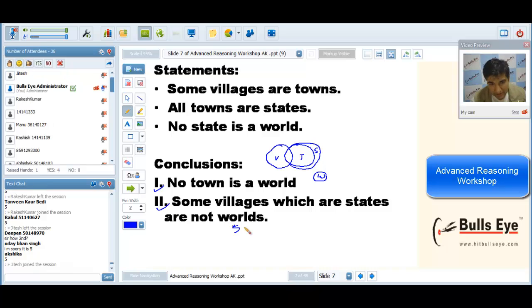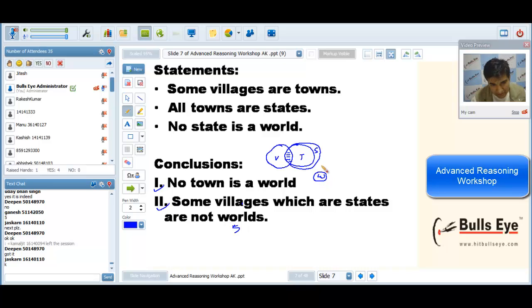Yes, Dipen, you didn't understand the second one? Okay. Second says some villages which are states. Now that is this area. Some villages which are states are not worlds. Why? Because no state is a world. Because this area is part of states. So, if no state is world, then this area cannot be world.